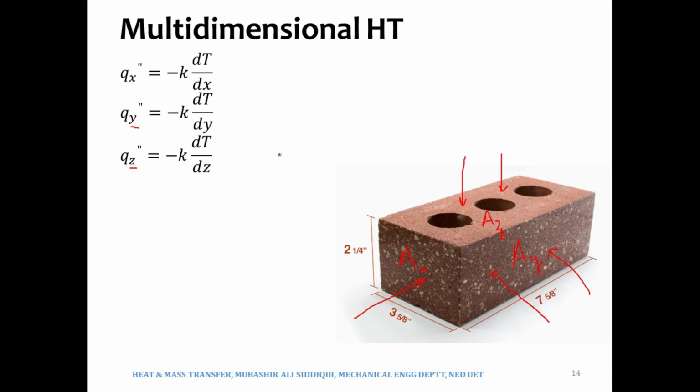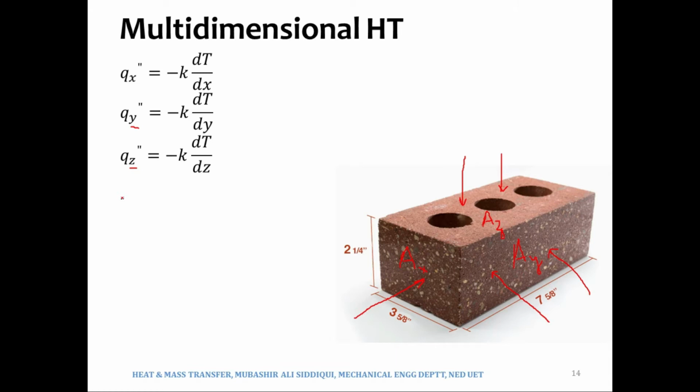So when we have multi-dimensional heat transfer, if the heat transfer is only taking place in one dimension, for example in X only, we call it 1D heat transfer. If it is taking place in two dimensions, X and Y, we call it 2D heat transfer, and if it is taking place in all three dimensions, we call it 3D heat transfer or 3-dimensional heat transfer.